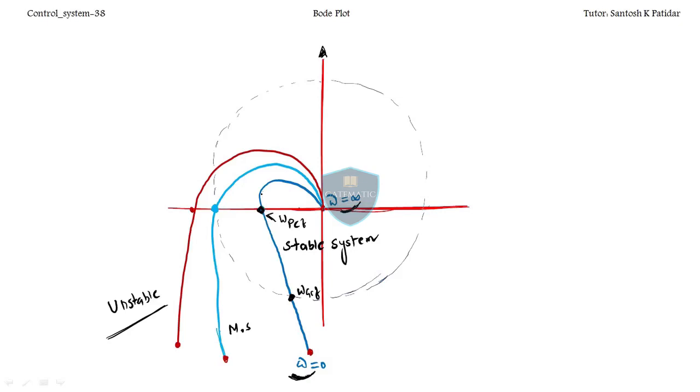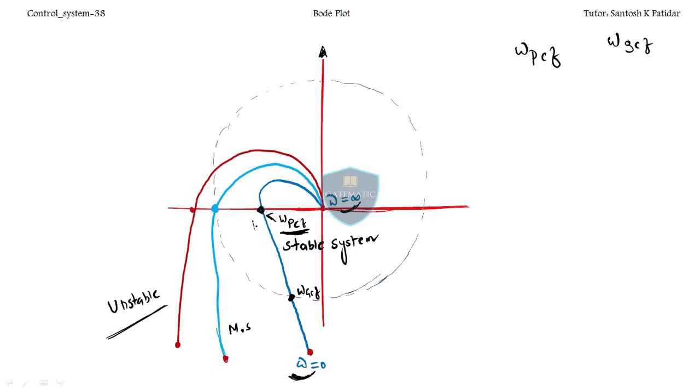So the frequency is going to decrease, isn't it? Because we are reaching from infinity to 0. So which will be greater between these two, omega PCF and omega GCF, for the stable system? Definitely omega PCF, because this is the infinity.